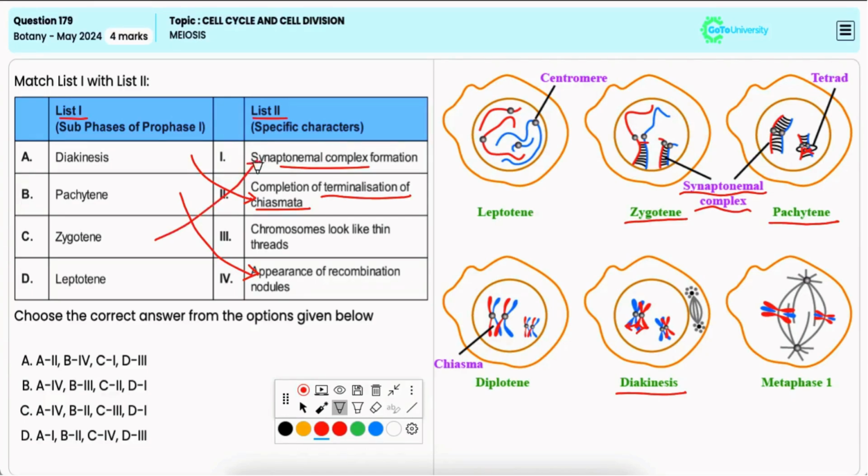And during leptotene, chromosomes start condensing and appear as thin thread-like structures. Thus, D matches with 3. Hence, the correct answer is option A.